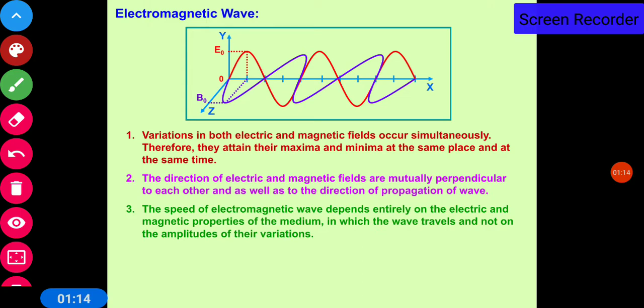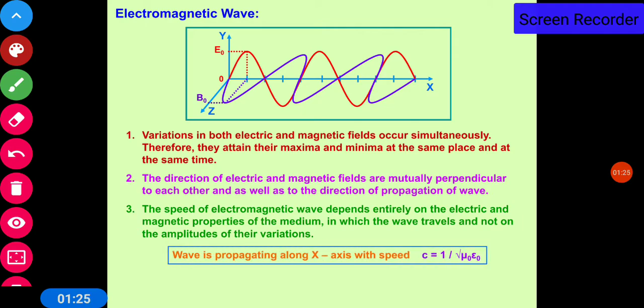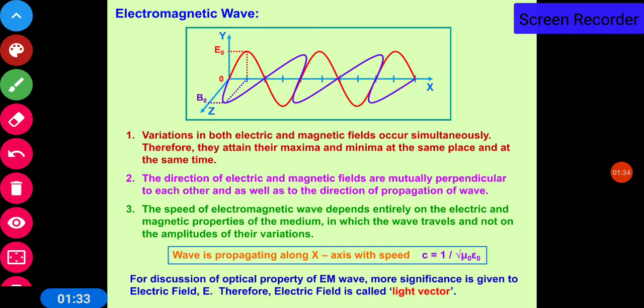The speed of an electromagnetic wave depends entirely on the electric and magnetic properties of the medium in which the wave travels, and not on the amplitude of their variations. The wave is propagating along the x-axis with speed c equal to 1 upon root mu naught epsilon naught. For discussion of the optical properties of electromagnetic waves, more significance is given to the electric field vector. Therefore, the electric field is called the light vector.